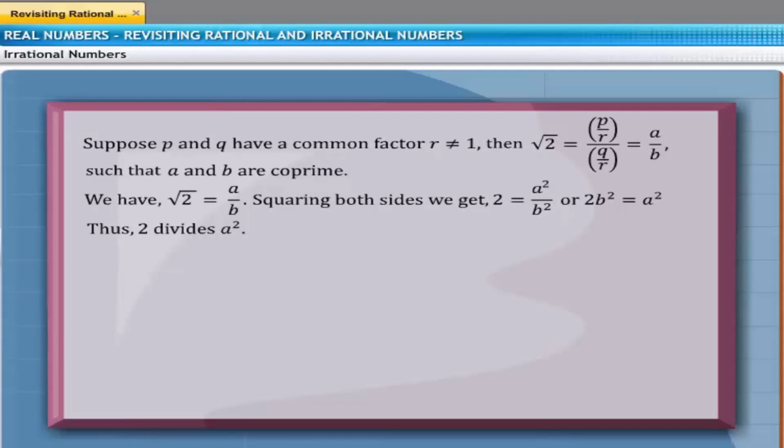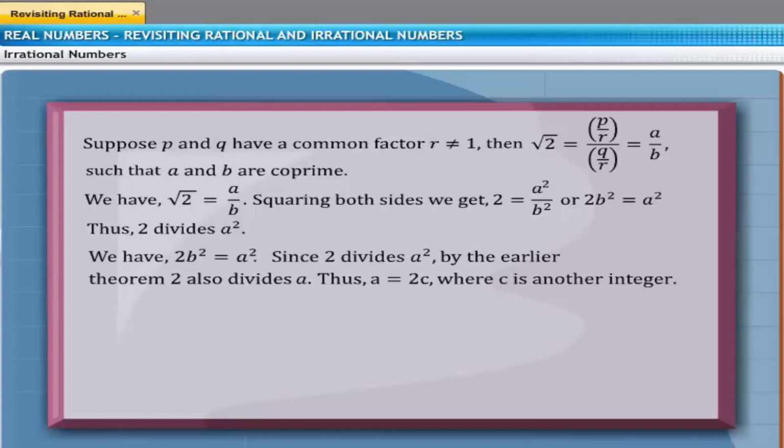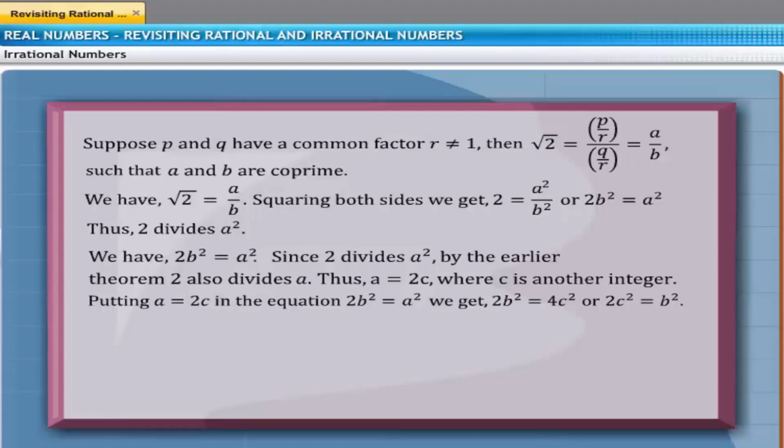Squaring both the sides and rearranging the equation, we get 2 times B square is equal to A square. This means 2 divides A square. Since 2 divides A square, by the earlier theorem, we proved that 2 divides A. Thus, we can also say that A is equal to 2 times C for an integer C. Putting the value A is equal to 2 times C in the previous equation for A and B, we get 2 times C square is equal to B square.